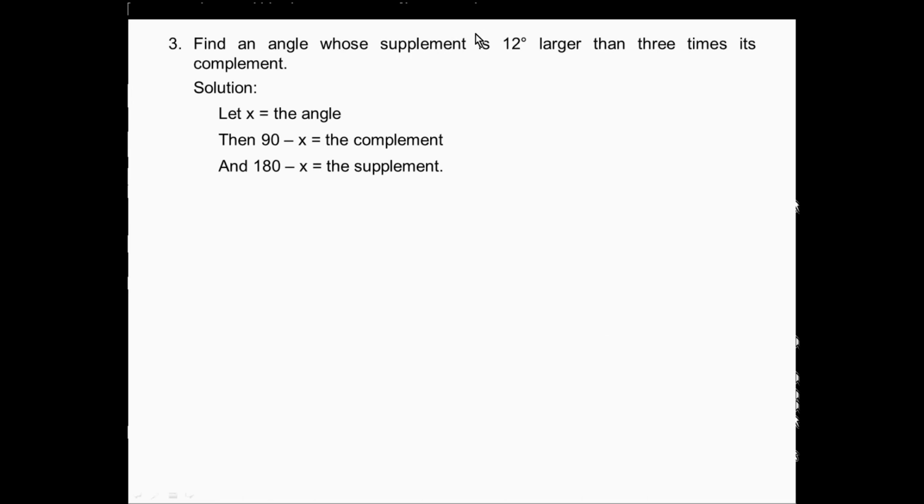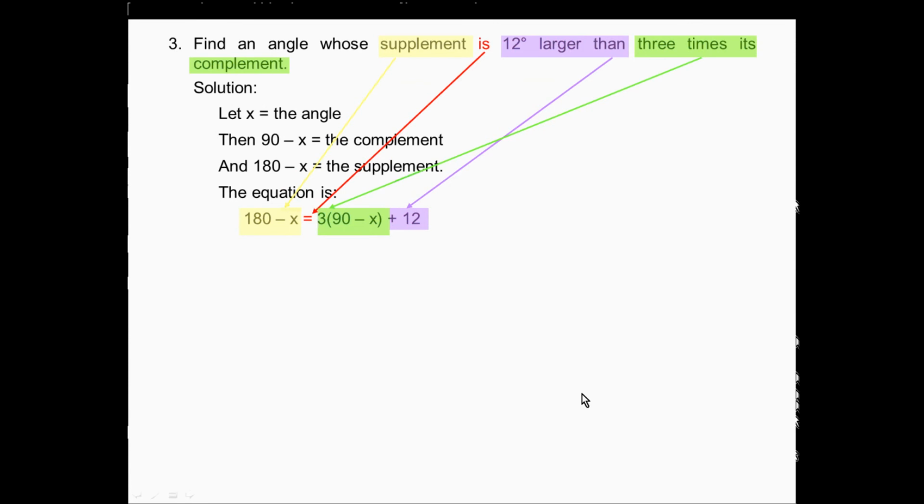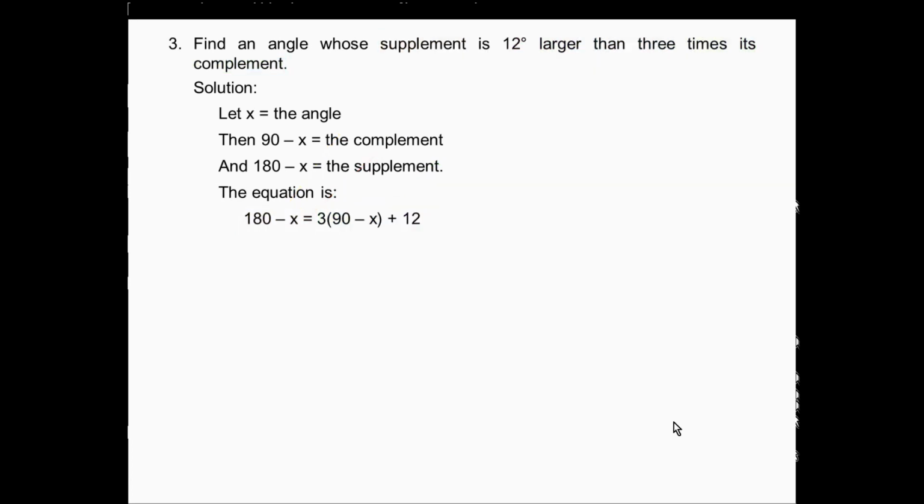Here is the verb of being that means equals. So supplement is 180 minus x equals 12 degrees larger than 3 times its complement. So I need 3 times 90 minus x, plus 12. There's my equation, and that's where everything came from. We're going to need to distribute the 3 in order to solve the equation. So 180 minus x is equal to 270 minus 3x plus 12.